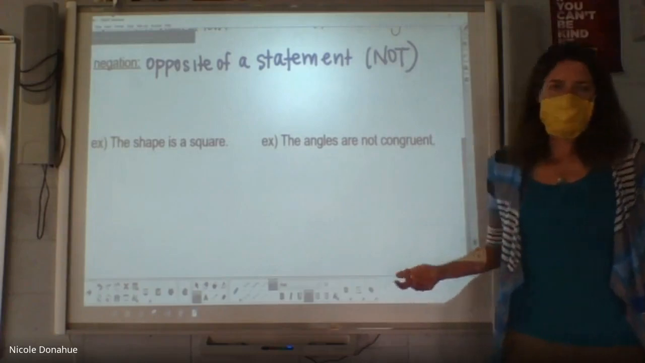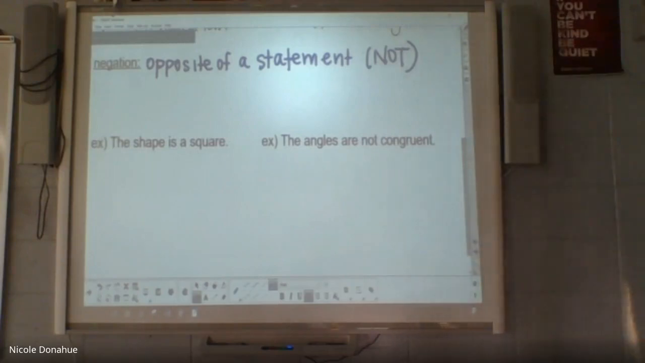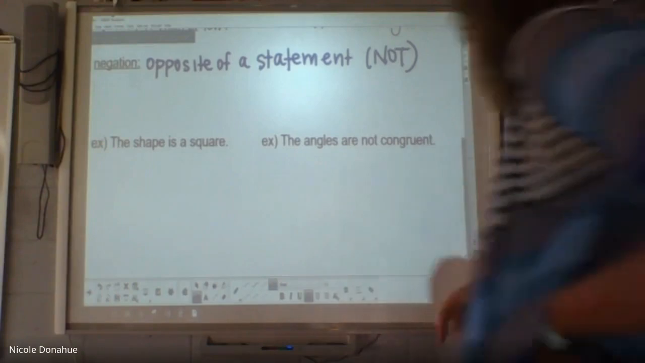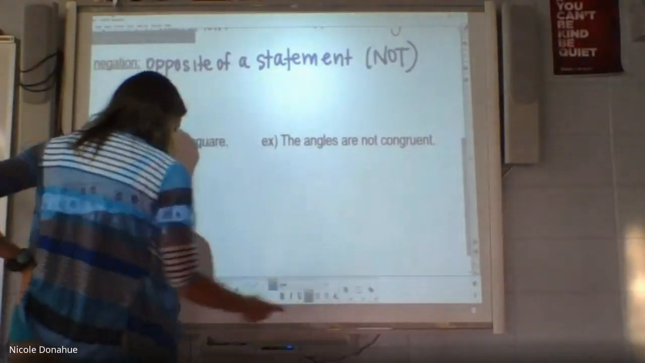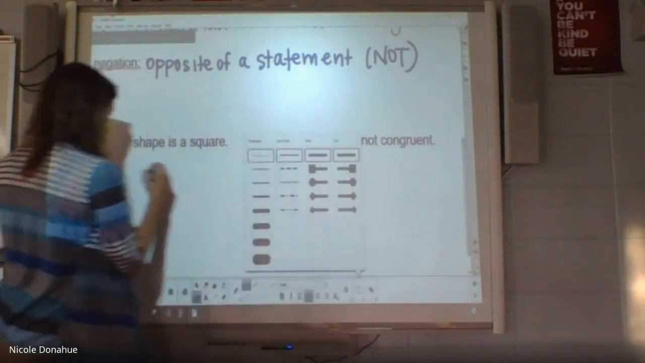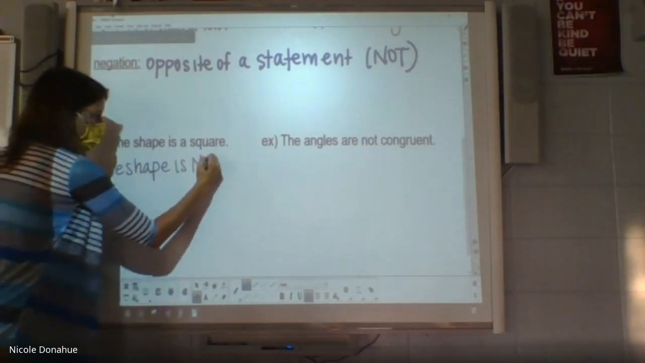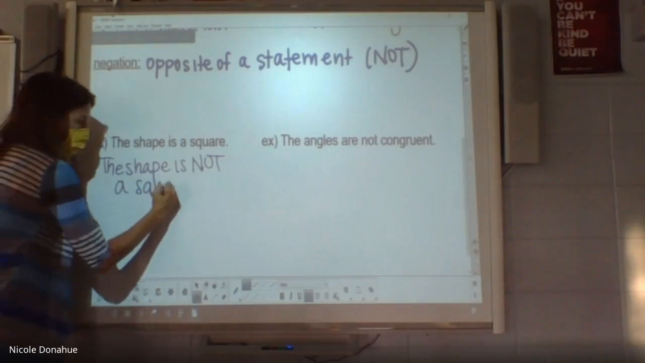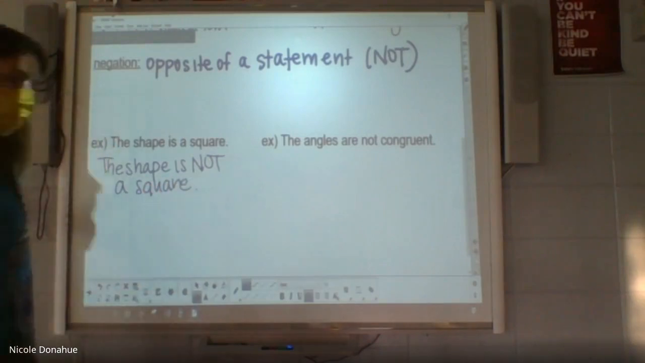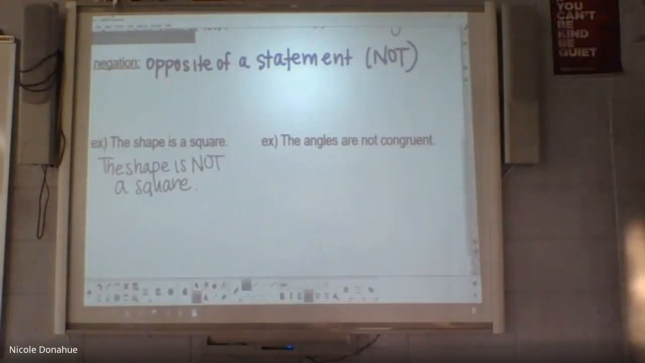So the shape is a square, the shape is not a square. That's completely opposite, so that's the negation. It's either the shape is a square, or the shape is not a square. That's the negation. Those are complete opposite statements, kind of the idea that it is a monkey or it's not a monkey. There's not a lot of play between those two.